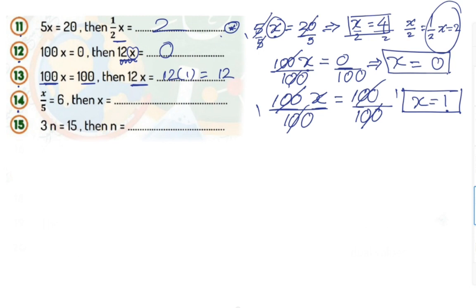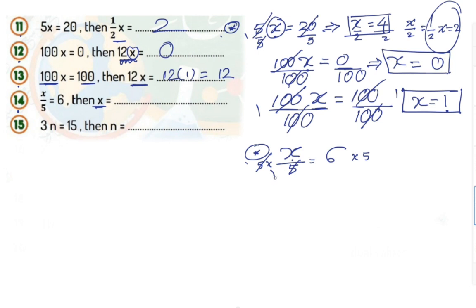Okay, next point 14. I have x over 5 equals 6. Then x equals what? Note with me, here we have x over 5 equals 6, and I need the value of x. So I have the problem here, x divided by 5, and I just need x. So I will multiply both sides by 5. Why? Because 5 over 5 will give me 1.